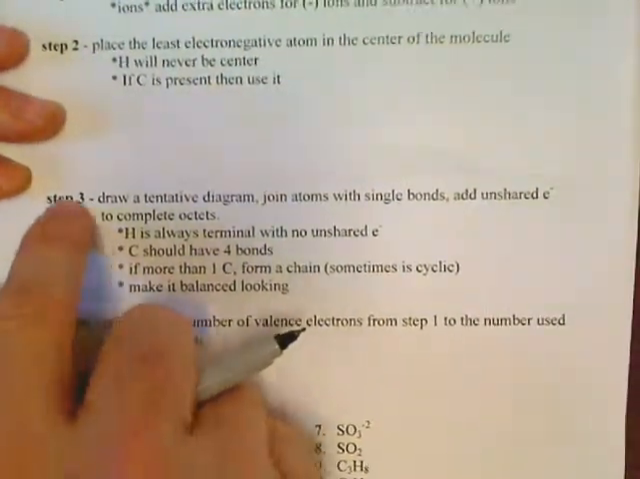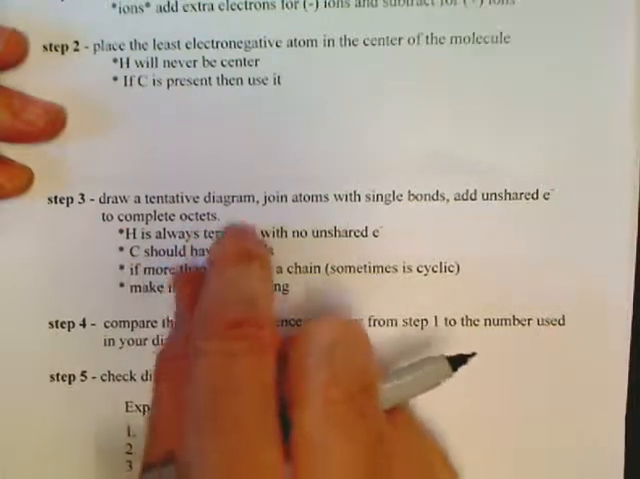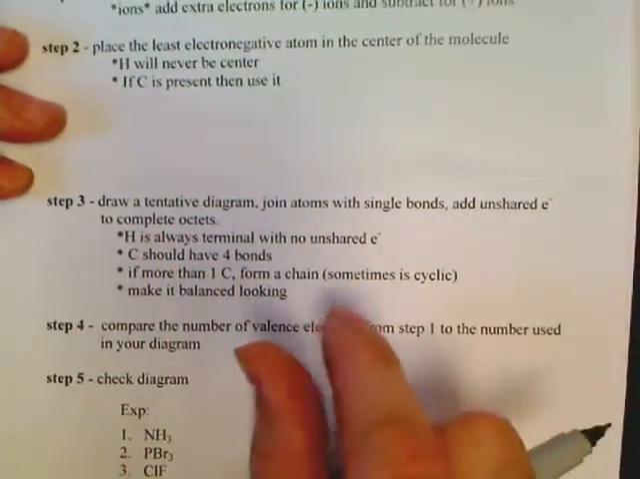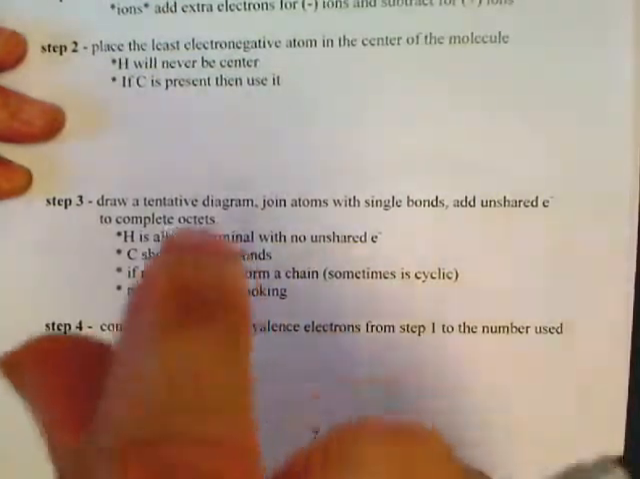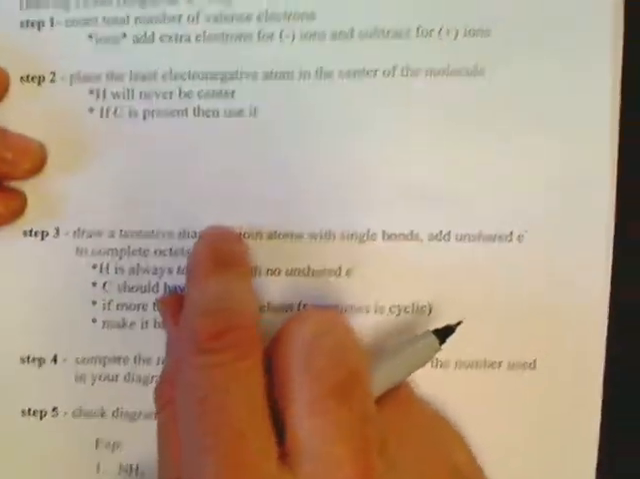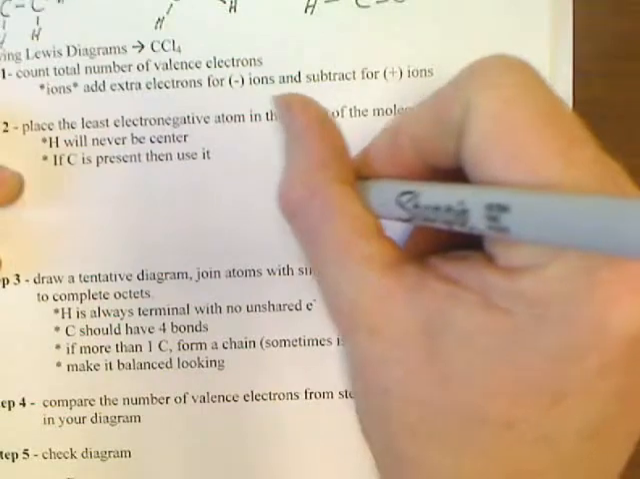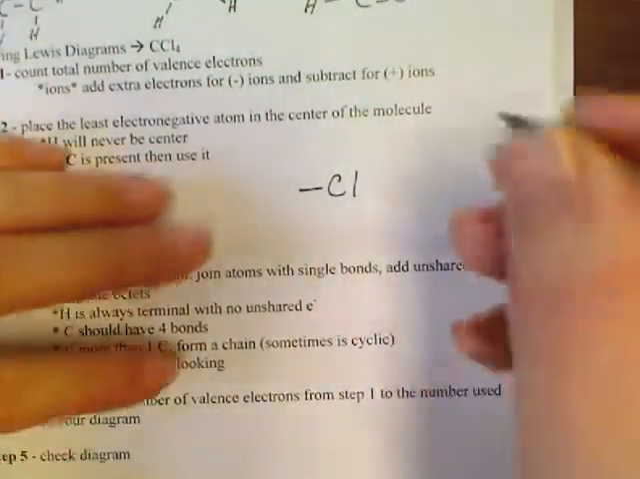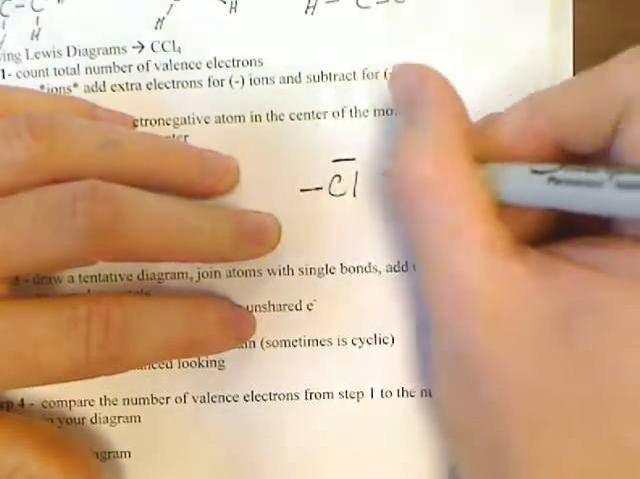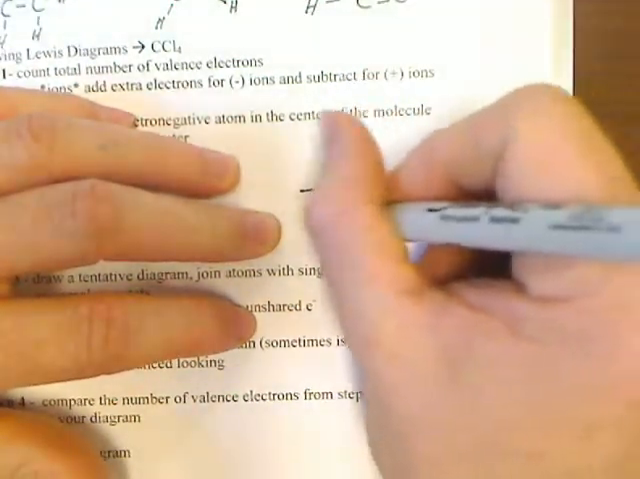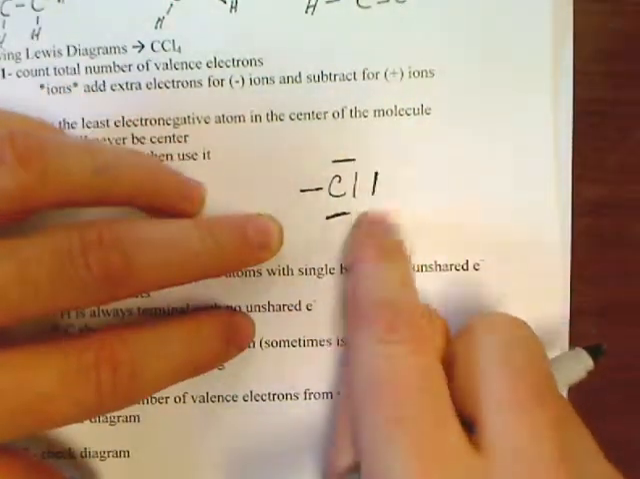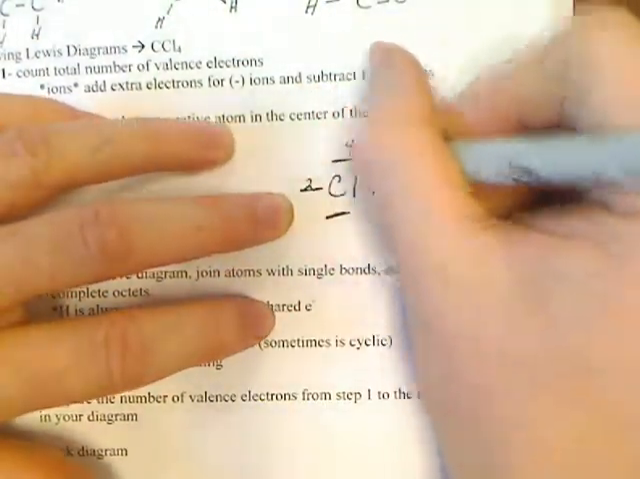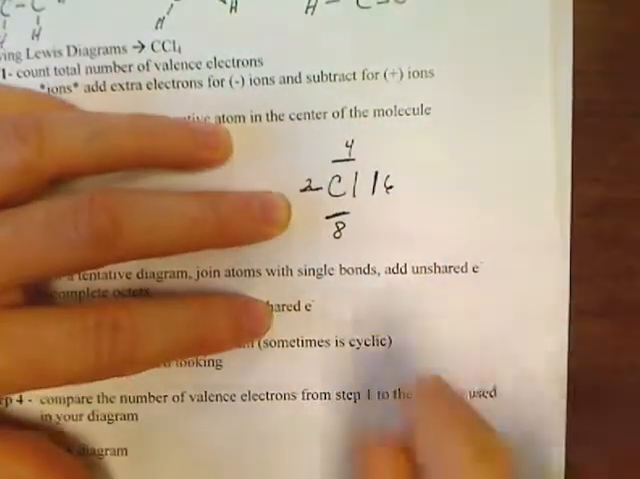Step number 3, draw a tentative diagram. Join atoms with single bonds and add unshared electrons to complete octets. Remember, most atoms want 8 electrons. So in other words, if I'm drawing a picture and I've got something with a dash Cl on it, I'm going to come back around that Cl and I'm going to go 1, 2, and I'm going to draw 3 unshared pairs around it. So now it's got, check this out, 2, 4, 6, 8 electrons.